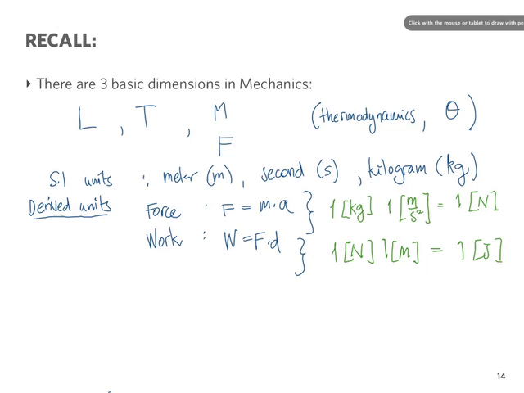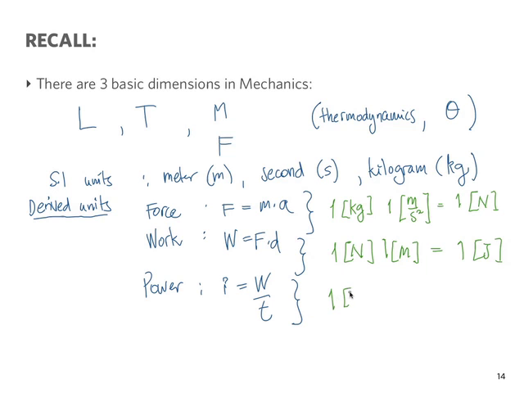Then we have another extremely important quantity for mechanical engineers, power. Power is equal to work done in a unit time, and so we can derive the units again, and it's going to be 1 joule of work done in 1 second is what we call a watt. These are the most important derived units: the Newton, the joule, and the watt.